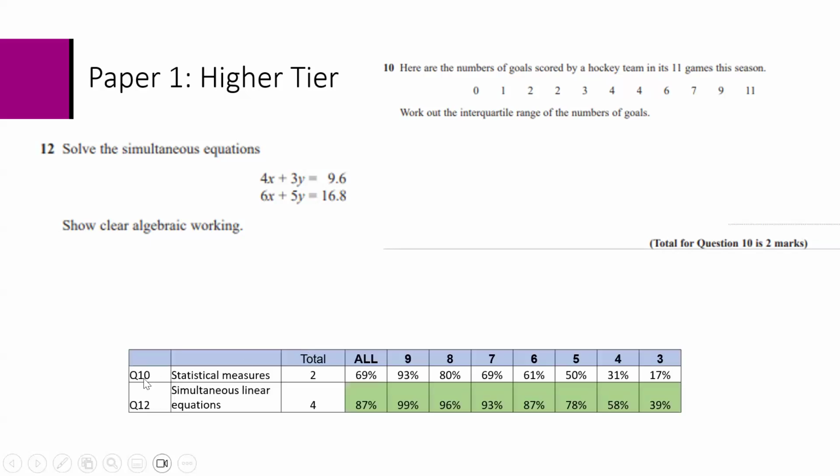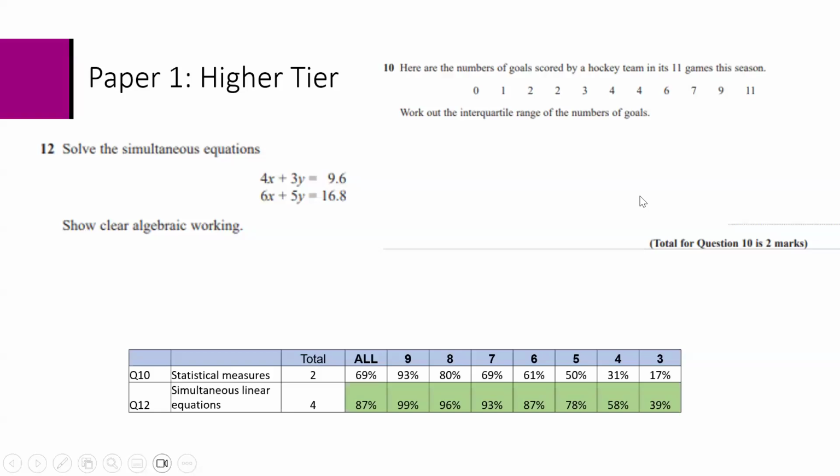So question 10, statistical measures. Students scored on average 69% of those 2 marks. And yet, here's the interesting bit, the simultaneous equations, linear equations, 4-marker, students scored on average 87% of those marks. So algebra in itself for international students, very strong, with the exception of algebra in shape and space. Okay, another topic to focus on is some of those ones that we might assume that they just know, but actually they just need to refresh their knowledge.